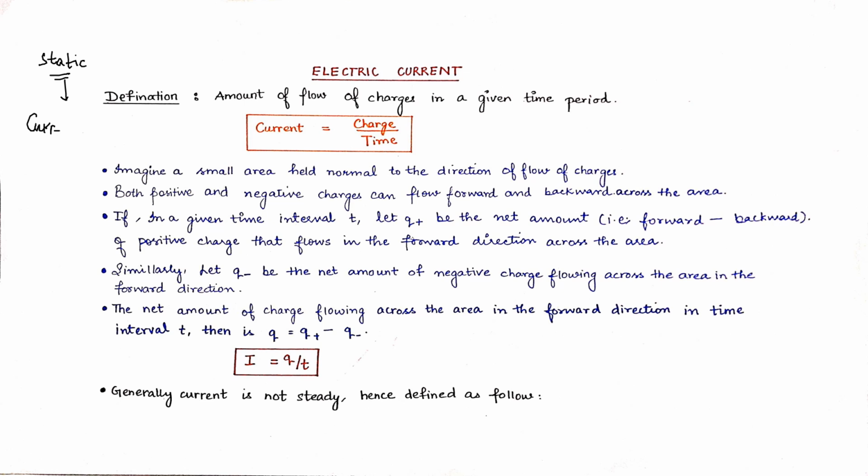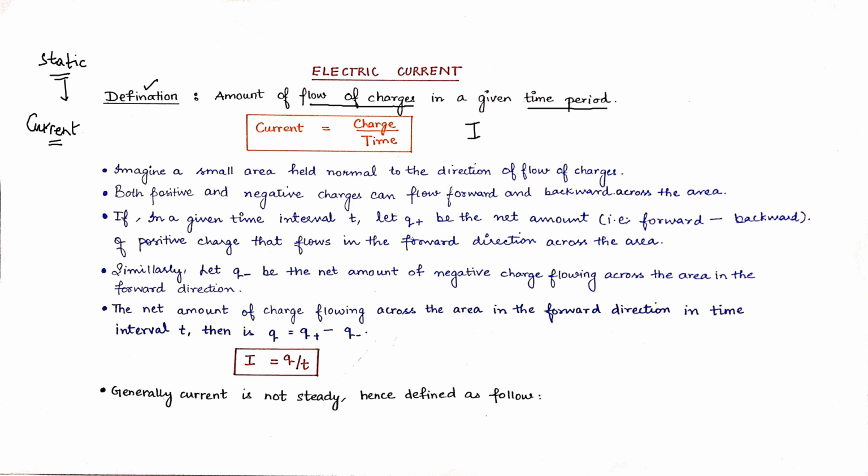So the very first phenomenon which occurs when a charge moves gives rise to current. It is basically defined as the amount of flow of charges in a given time period. It is very important to note over here that whenever we are defining the current, we cannot simply say it is the motion of charges, but we have to say the motion of charges in a given time period. This is related to the time.